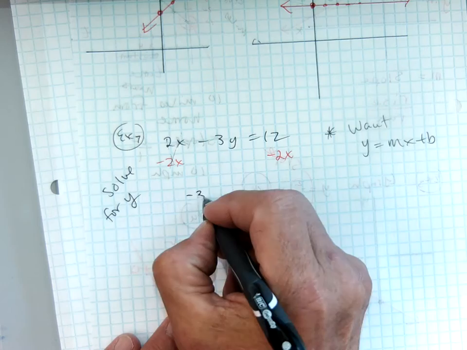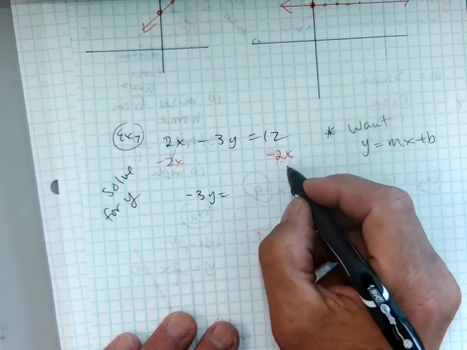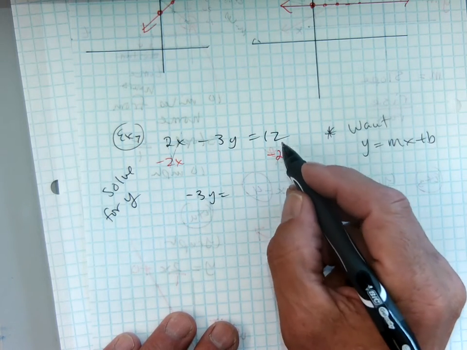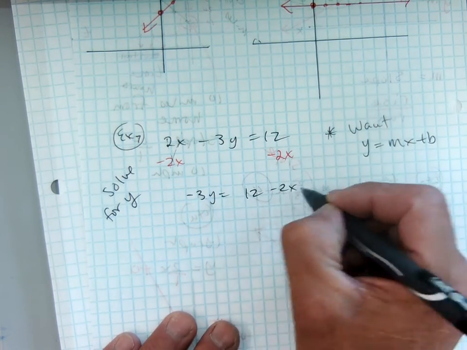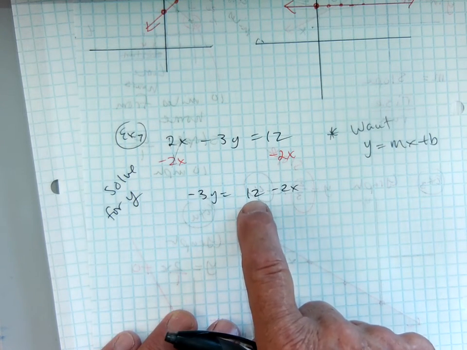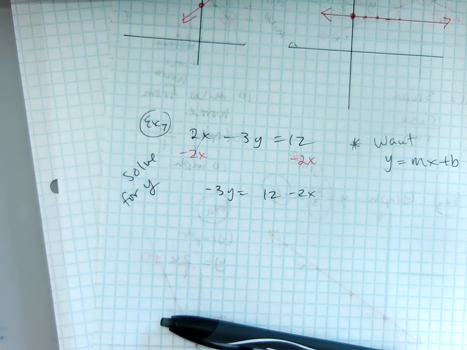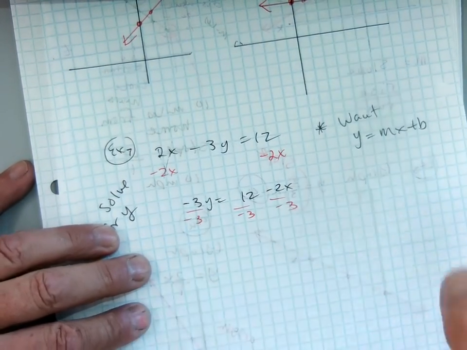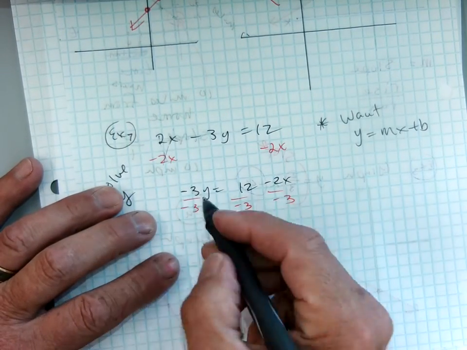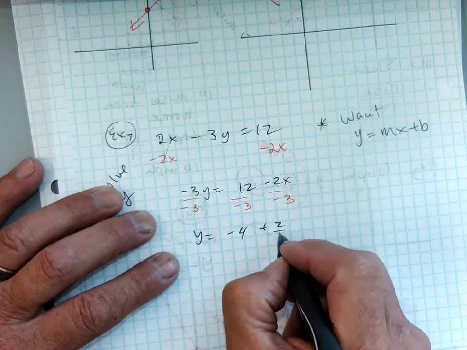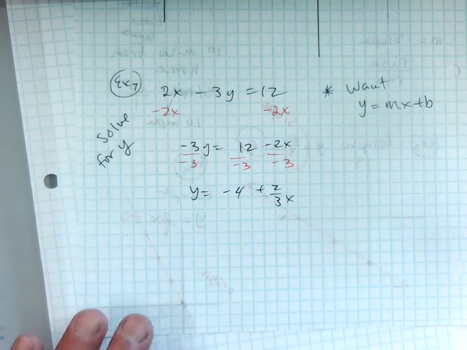I'll have negative 3y equals 12 minus 2x. It is not 10x. 12 minus 2x is just 12 minus 2x, okay? That's an x. That's an integer. And then negative 3y is like negative 3 times y. It's not subtract, it's multiply. So now I'm going to divide by negative 3, and I get y equals negative 4 plus 2/3 x. I can graph it now, can't I?